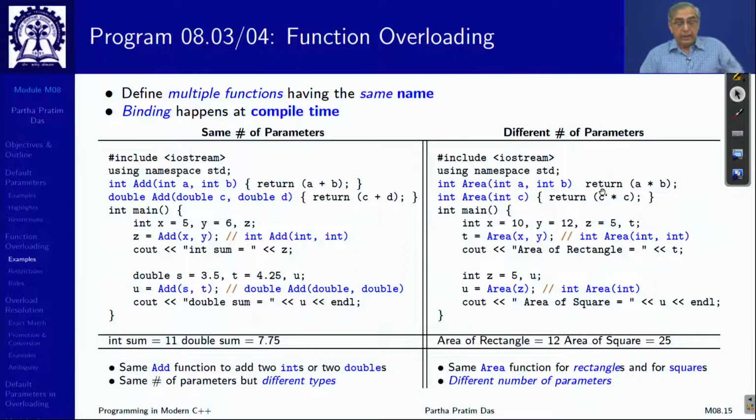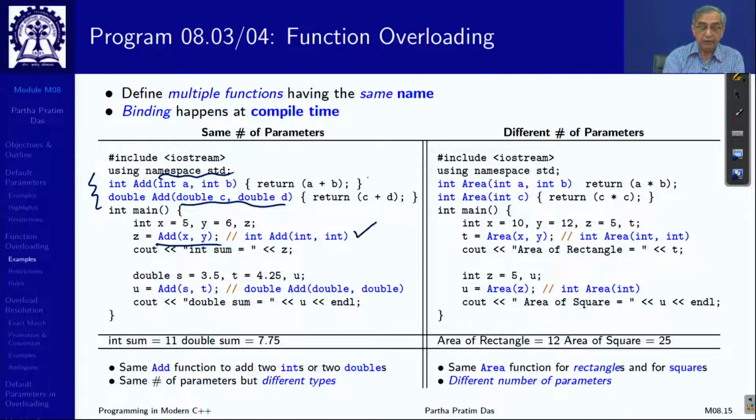So, here quickly we will have examples. I have two functions, both of which return double, both of which have 2 parameters, but one has 2 ints and one has 2 doubles. When I call it with add x y, which are both int, the first function will be called. When I do both with double, the second function will be called, since we will be able to resolve by the type.